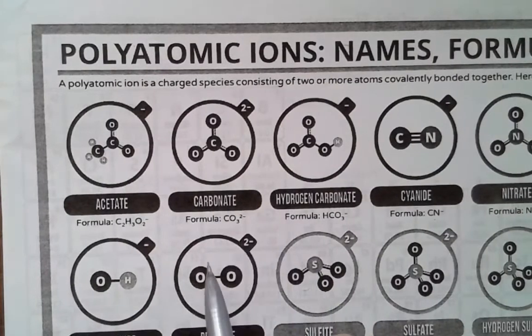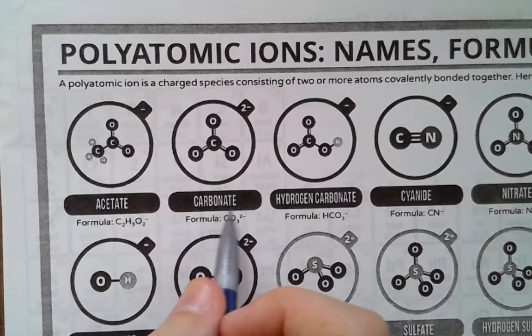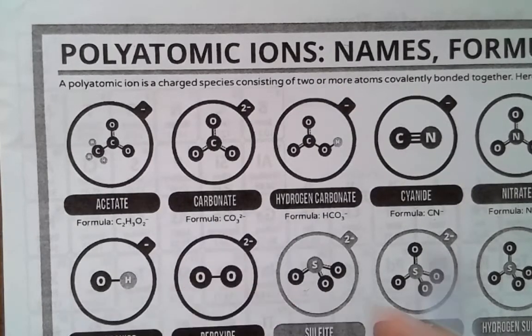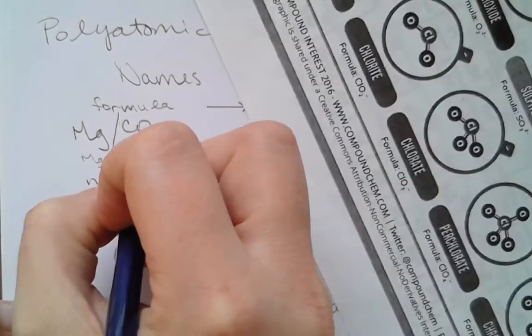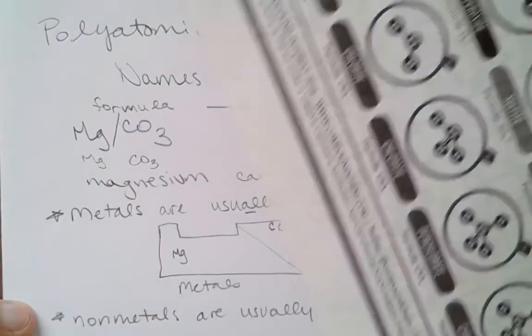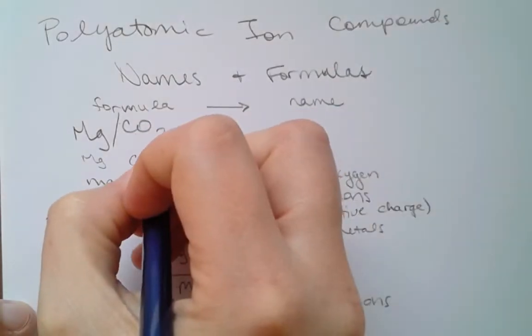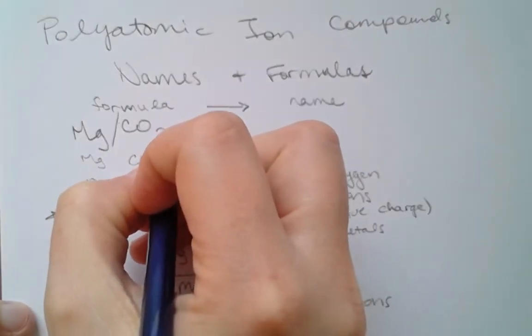If you make yourself a cheat sheet of these, which you totally can, these things that end in 8 are the ones you're going to see a lot of. And there's your carbonate. So your CO3 2- is a carbonate.